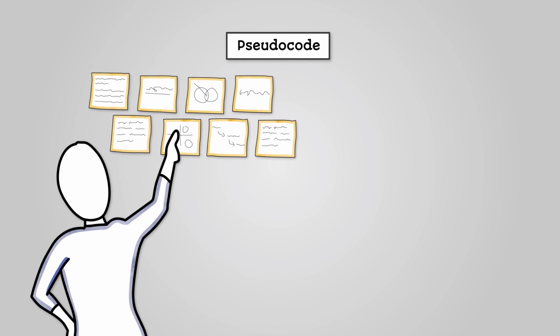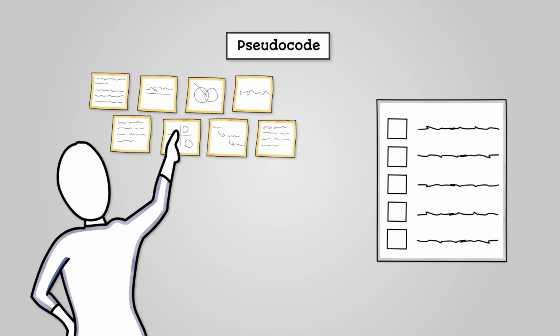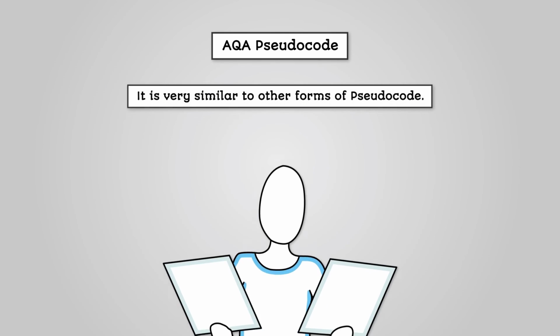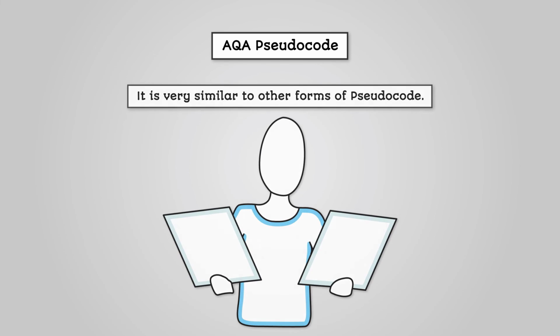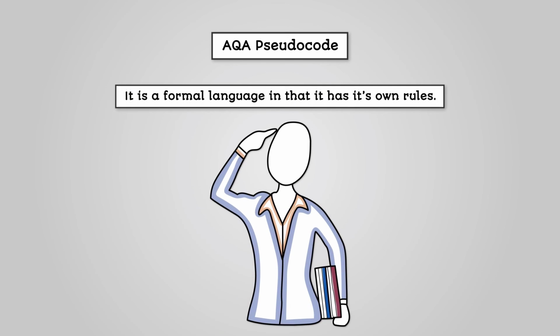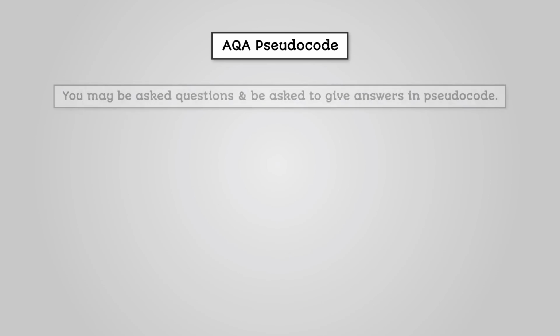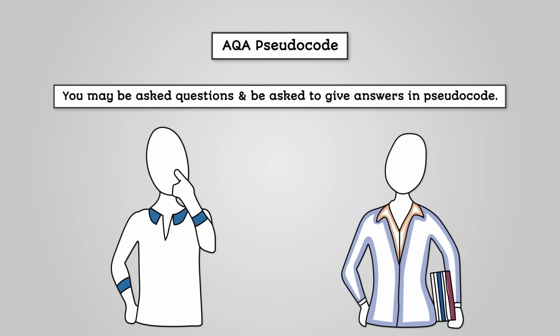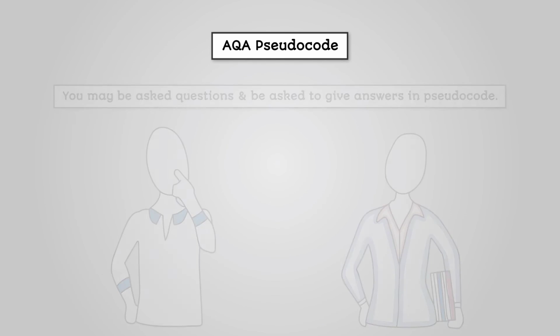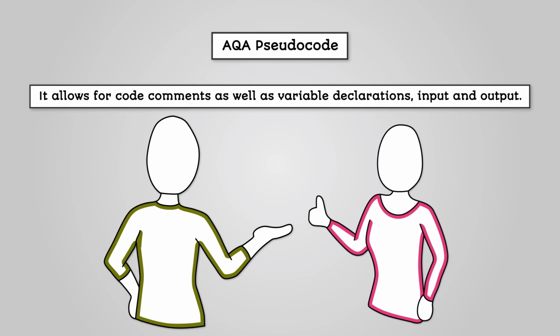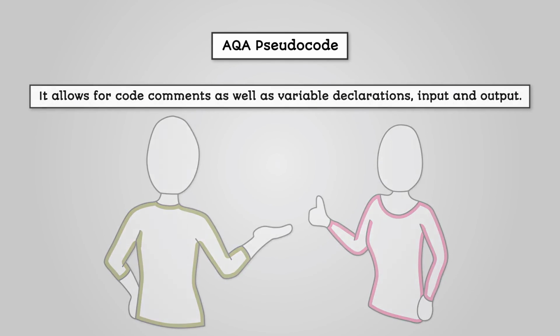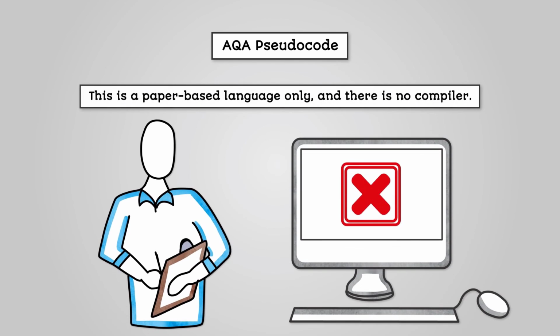So, programmers use pseudocode to show how their code is going to work. It is like a bullet-pointed list of how a program works. It is completely independent of any programming language. AQA pseudocode is very similar to other forms of pseudocode. It is more formal though, in that it has its own rules. You may be asked questions and asked to give answers in pseudocode. It allows for code comments as well as variable declarations, input and output. This is a paper-based language only, and there is no compiler.